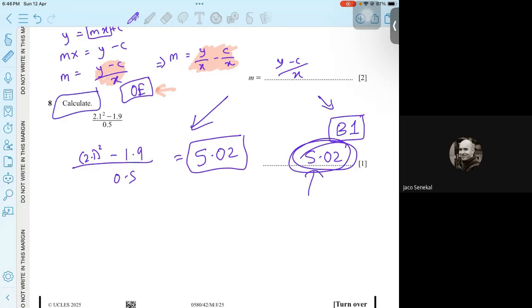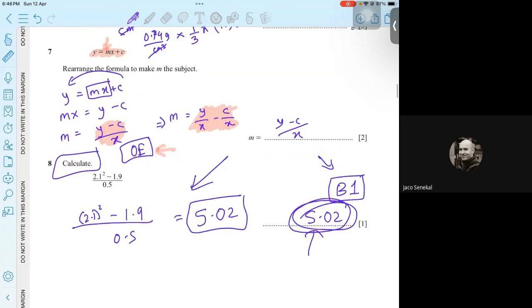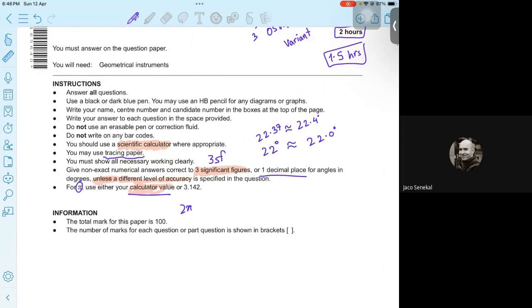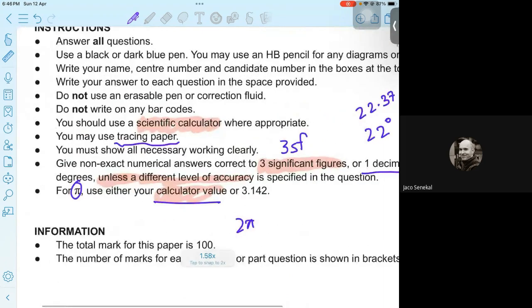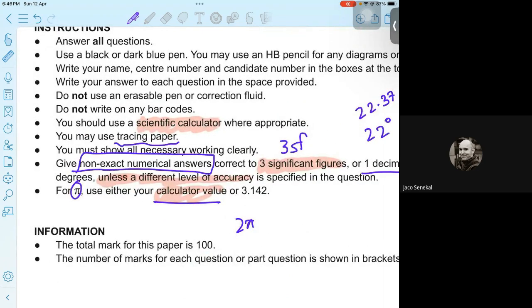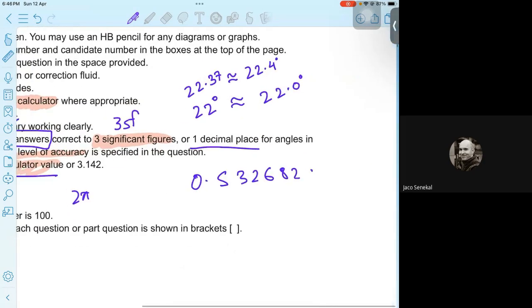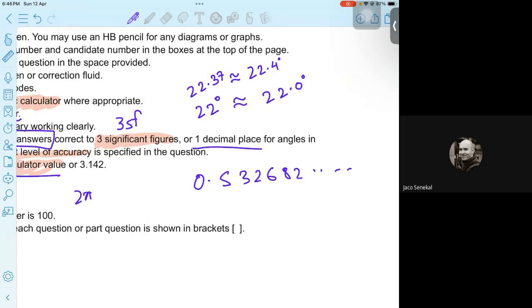So must you round your answers? Yes, you have to. The paper already says to give non-exact numerical answers to three significant figures. That basically means if your answer is something like 0.53268 and it goes on in a calculator, you have to take it to three significant figures, which is 0.533. Okay?